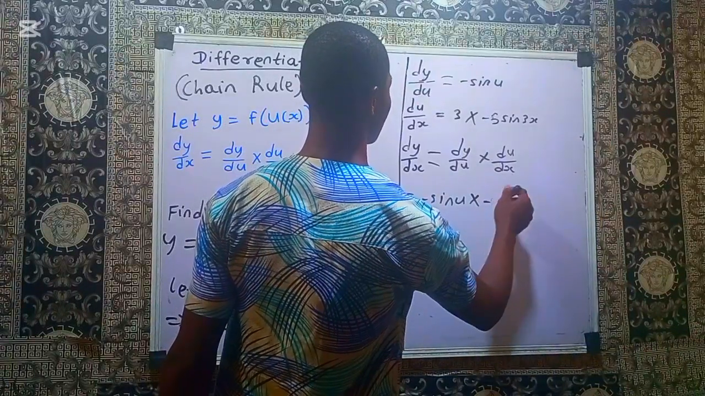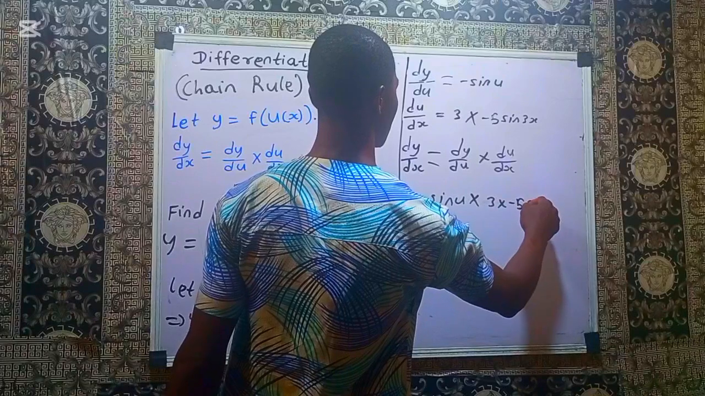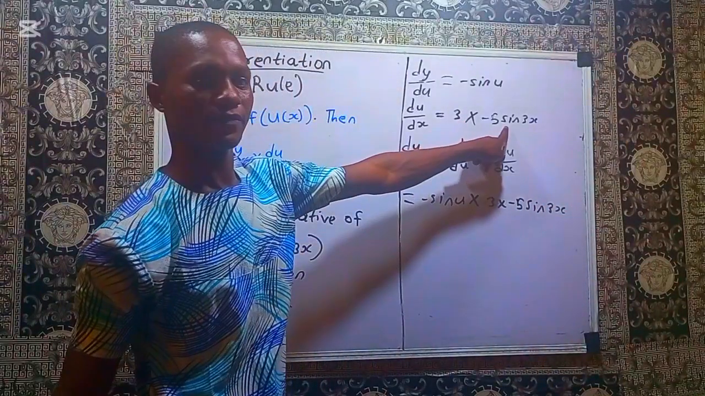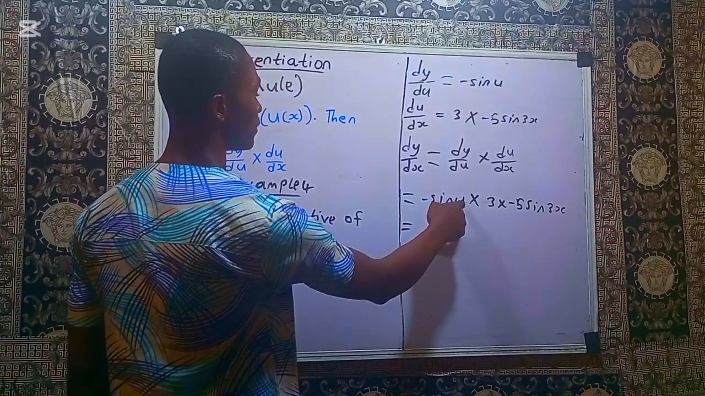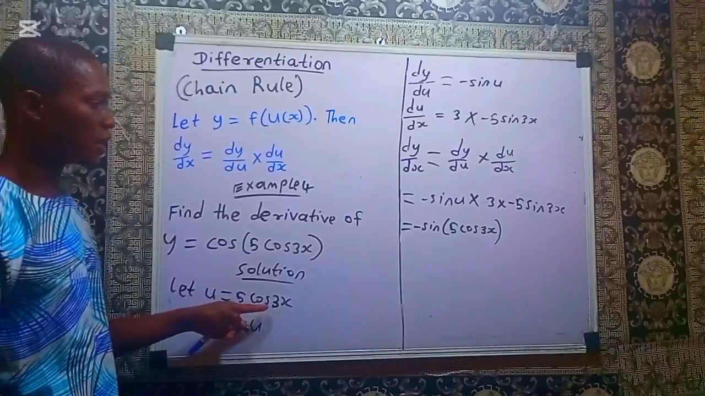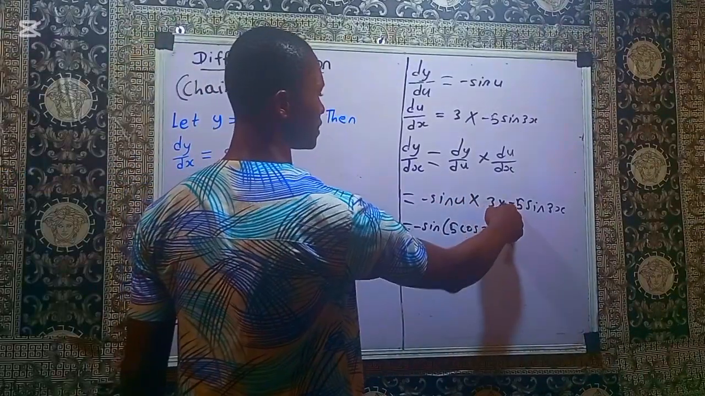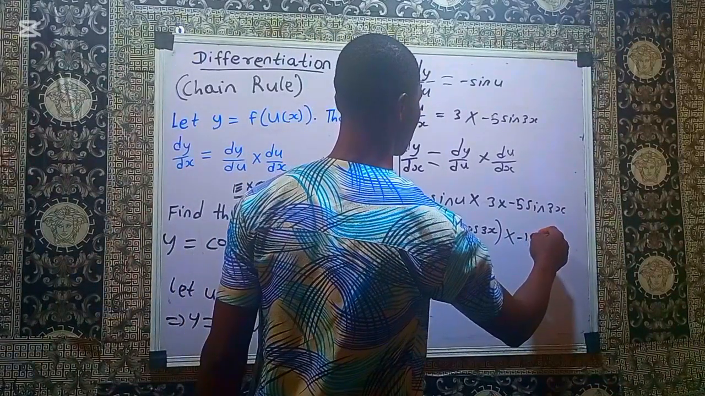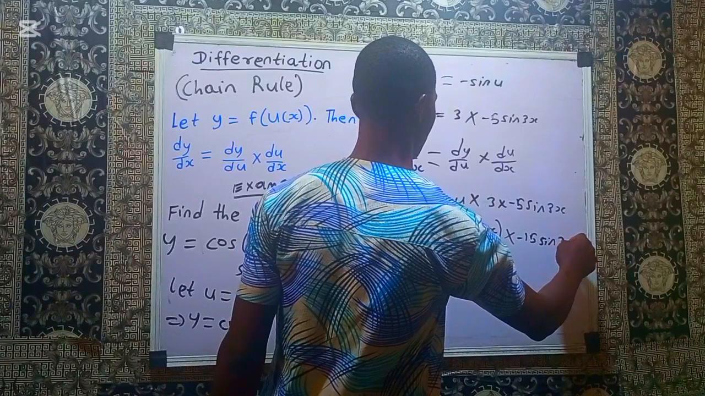Let me just write it. So I have 3 multiplied by negative 5 sine 3x. That's what we have here. Then if you simplify further, what is u? We bring back our u, right? u is 5 cos 3x. So I'll replace u with 5 cos 3x. 3 multiplied by negative 5, we have negative 15, then we have sine 3x.